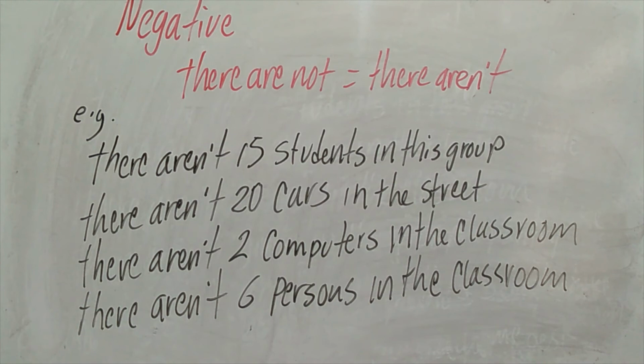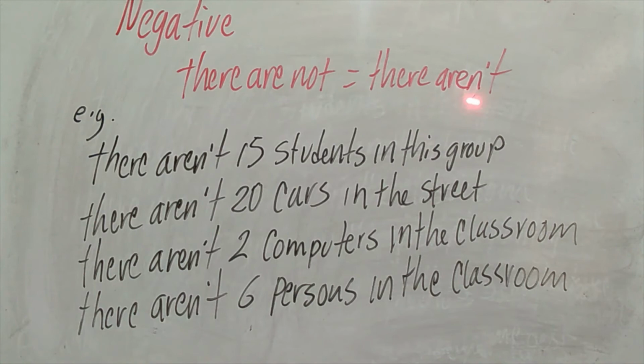Okay, in this case, we want to have the negative form. So we said that we want to have only two, right? For example, we said there are not. That is the one I said the formal way. Or the one I said there aren't. That's going to be the informal way, right? For example, here we have the examples.